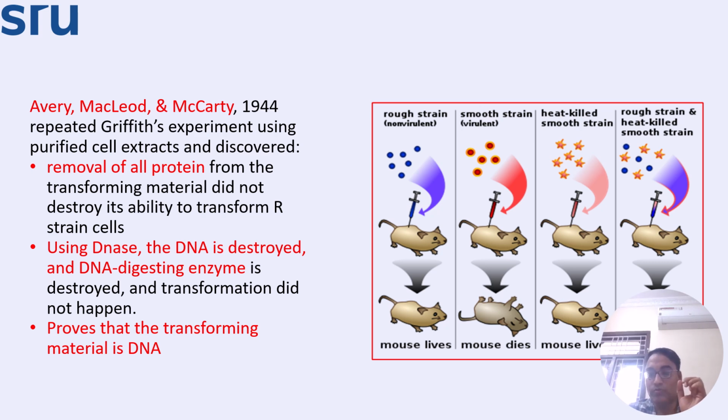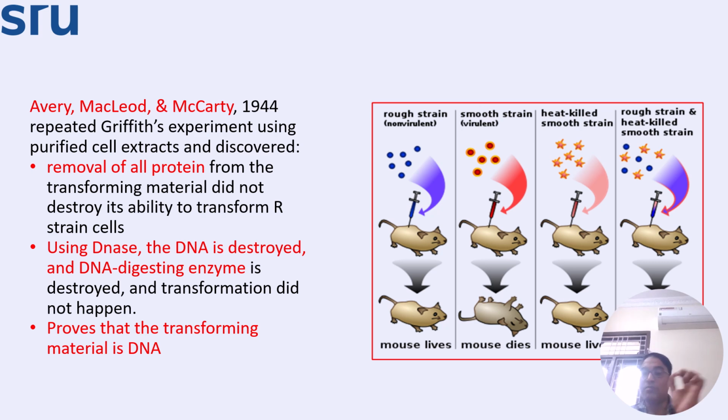Now, to understand more, they mixed both and checked again. The mouse was found dead. But when they heated up the smooth strain and then infected the mouse, the mouse survived. It means something in the smooth strain was passing on to the mouse and killing it. Even with heat-killed smooth strain plus the rough strain, which was non-virulent, the mouse died. It means something got transferred from the smooth strain to the rough strain, converting it into smooth strain.